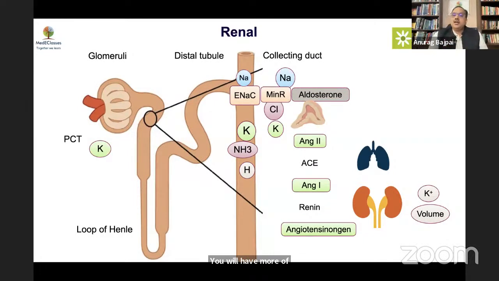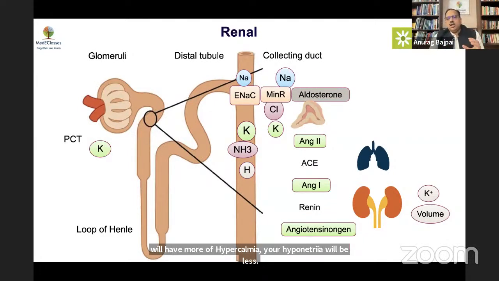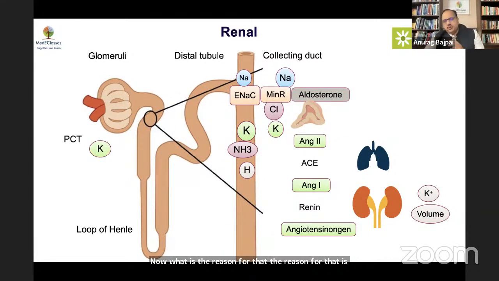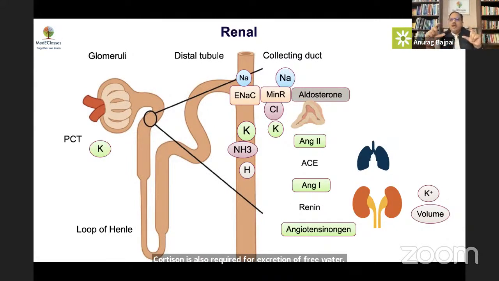Now, what is the reason for that? The reason is that cortisol inhibits AVP production. Cortisol is also required for excretion of free water. So in conditions where you have a combined cortisol and aldosterone defect, like adrenocortical insufficiency, you will have increased AVP, which will cause free water retention, causing hyponatremia. So hyponatremia will be maximum if you have both glucocorticoid and mineralocorticoid deficiency. Potassium will also be high. If you have isolated glucocorticoid deficiency, you will just have hyponatremia.